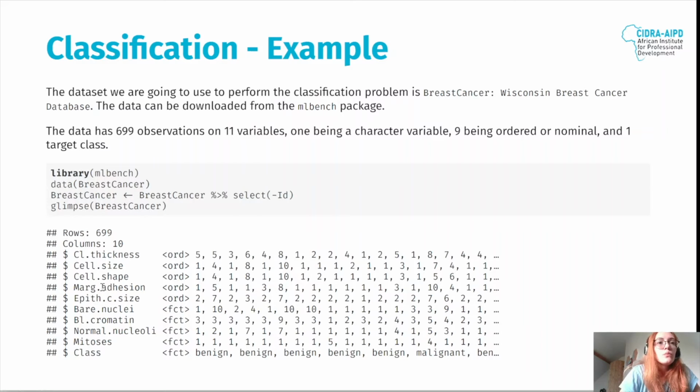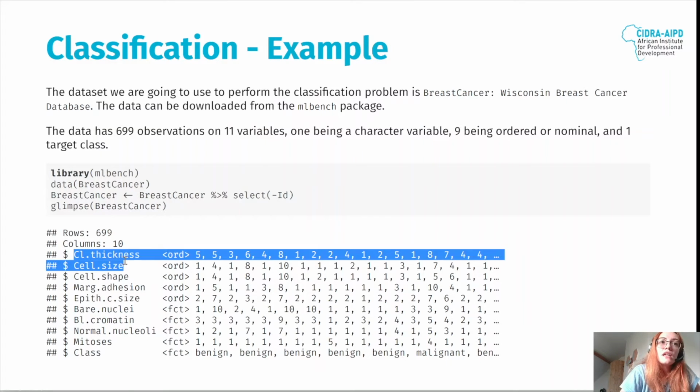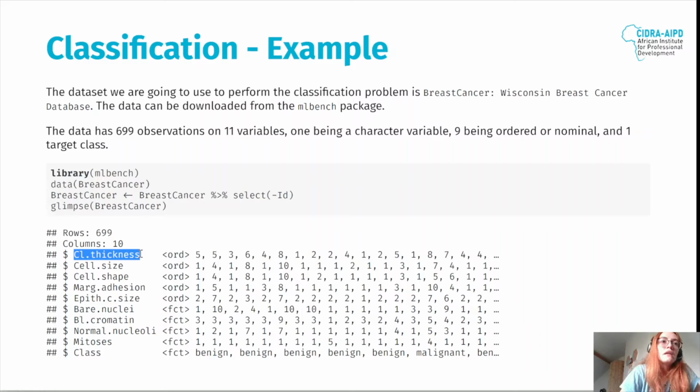So we can see here, I'm removing the ID because we don't really need the ID. And we can see here, for example, some of the columns are the thickness, the cell size, the shape, the margin, adhesion, I don't even know how to pronounce that, sorry. And the output is the class that can be either benign or malignant.